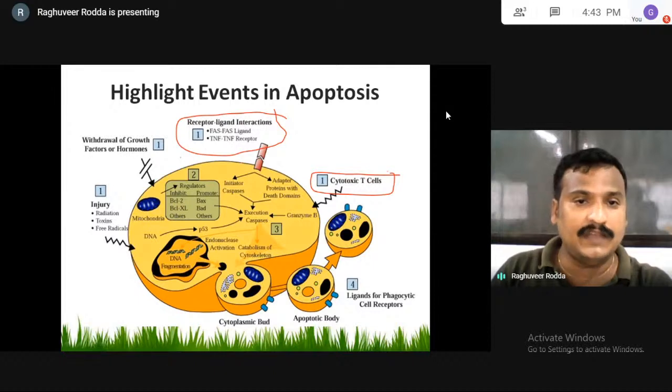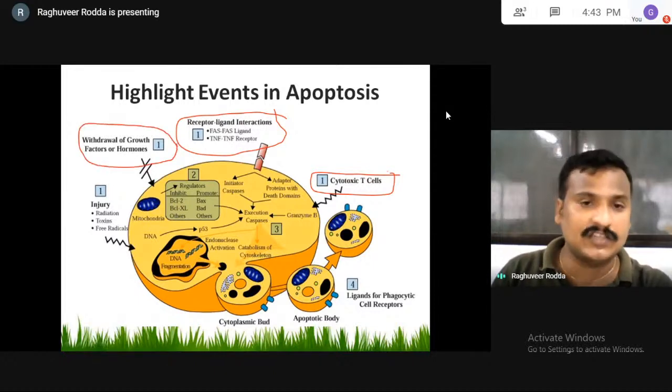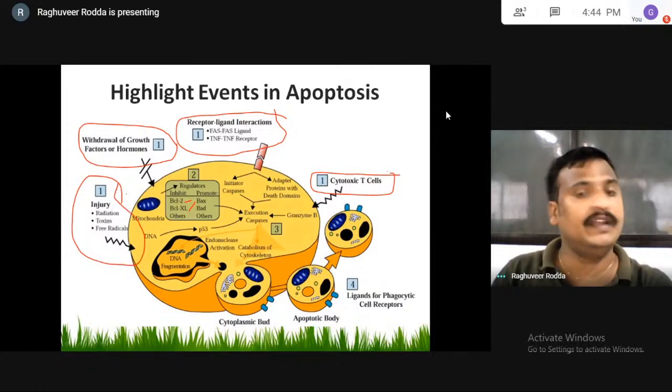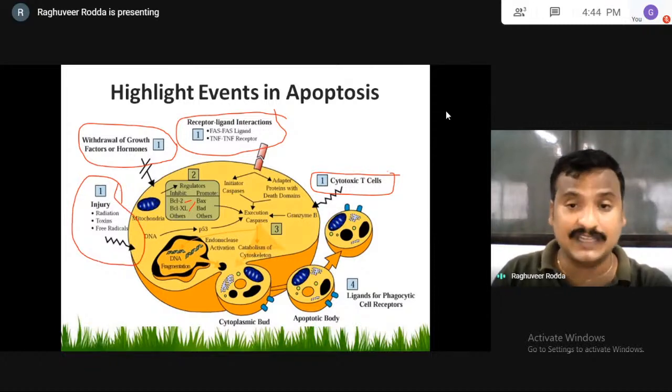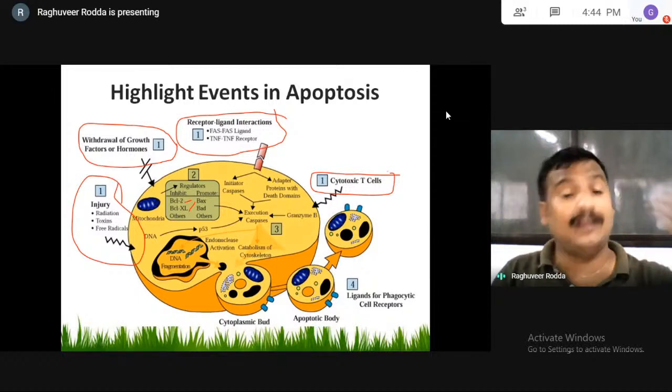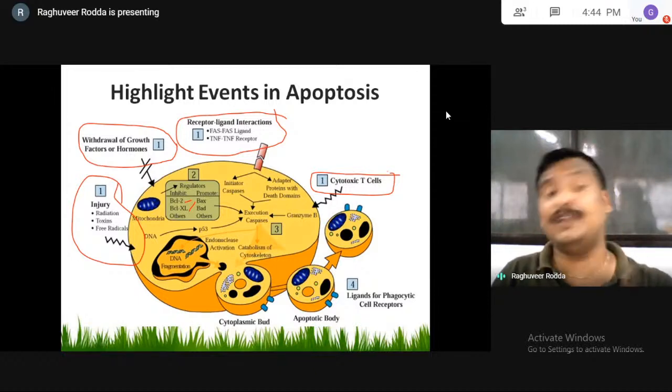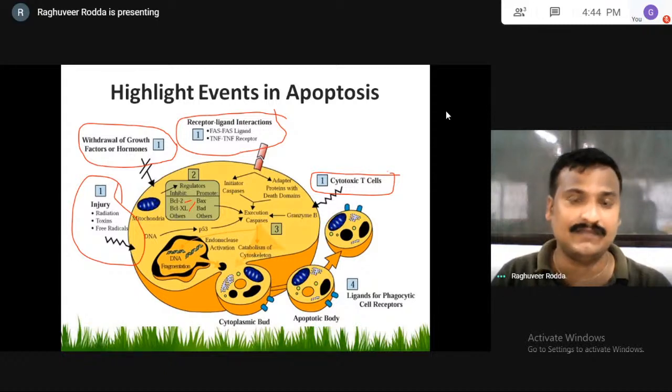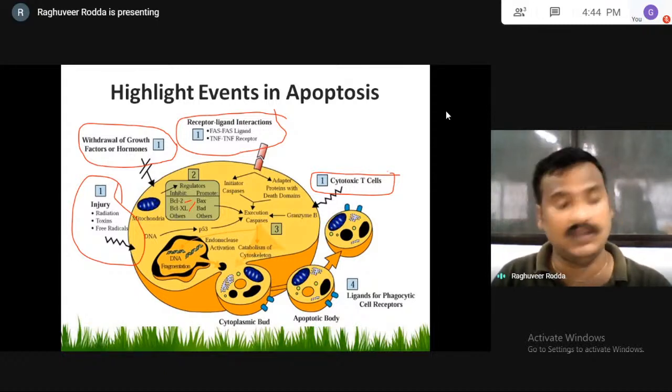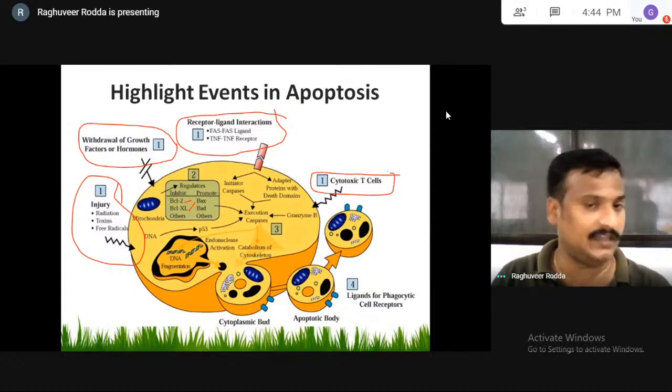And there may be withdrawal of various growth factors and cell cycle regulation, like Bcl-2, Bcl-XL. And there may be a chance of injury. So apoptosis also takes place even in injury conditions, apart from the physiological ones, when the body or the organ doesn't need those particular cells for their activity, for their functionality.